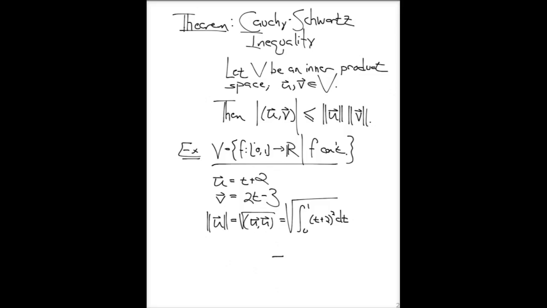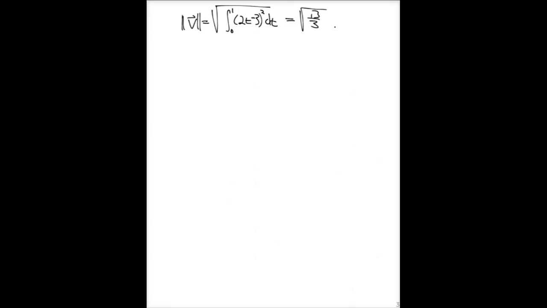And if you calculate the value of this integral, we finally get square root of 19 over 3. So that's the magnitude of U. How about the magnitude of V? Using the same definition gives us the magnitude of V is square root of 13 over 3.